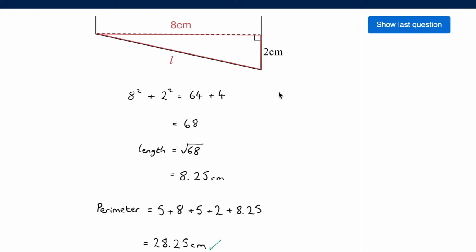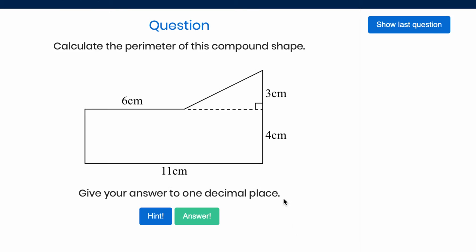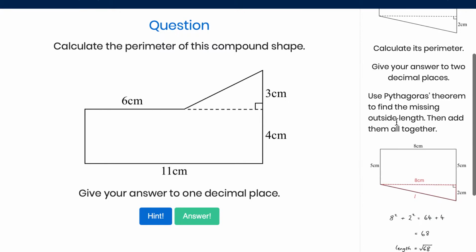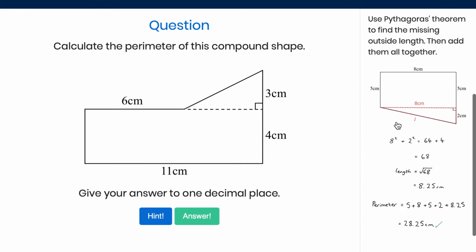Okay, so now it's your turn. Here's another example. Calculate the perimeter of this compound shape. Give your answer to 1 decimal place. Follow the method from the last question shown here on the right hand side. Pause the video and have a go.